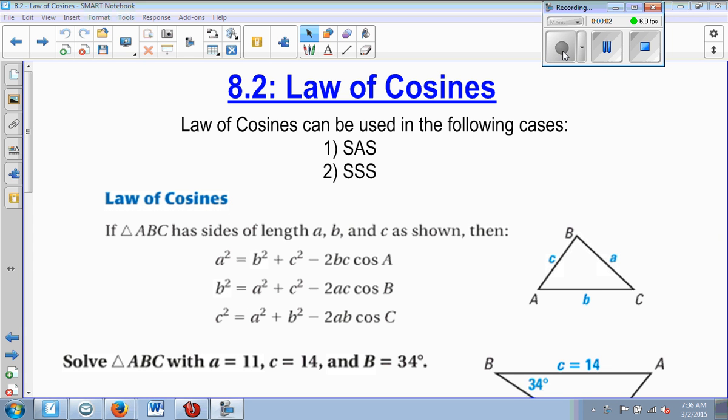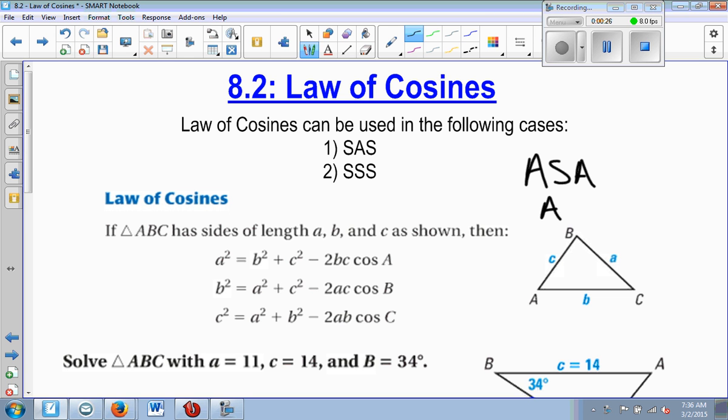In the last lesson, we learned that SOHCAHTOA isn't the only way that we can use trig ratios in order to solve for missing pieces of a right triangle. In the last lesson, we learned about law of sines. Law of sines can be used anytime you're given two angles and a side, whether it's an included side or not. So we can use it in the case of ASA or AAS.